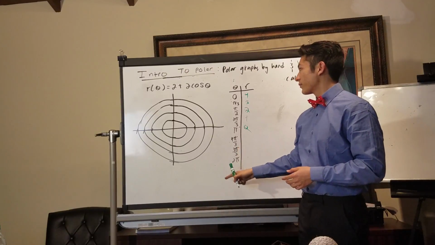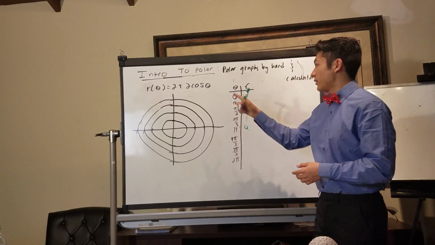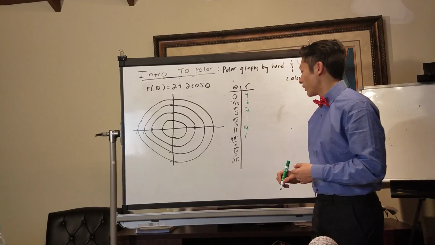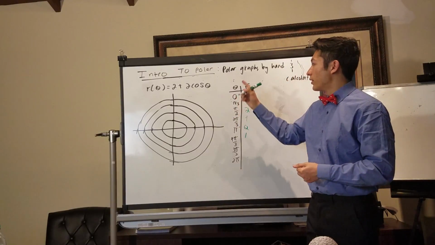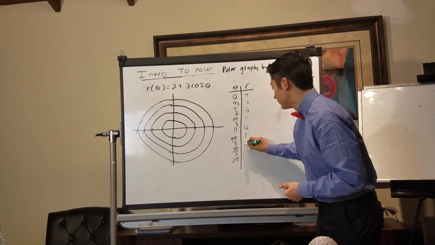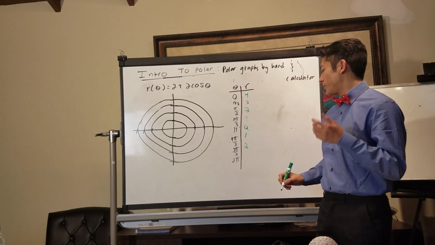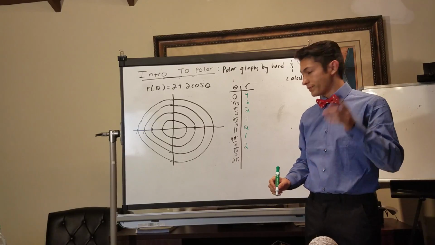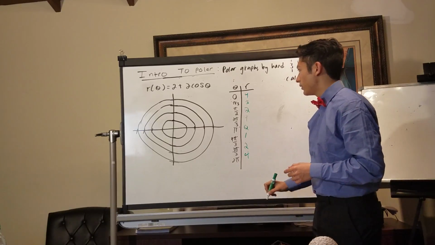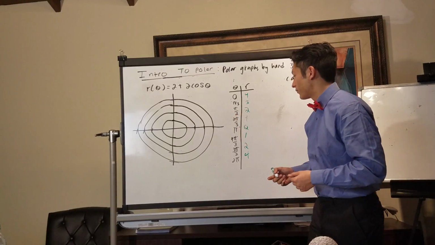4 pi over 3. We're going to get 1. 3 pi over 2. That's going to be 2. And back to 2 pi. 2 pi is going to be 4. Because cosine of 2 pi is 1, and we'll get 4.